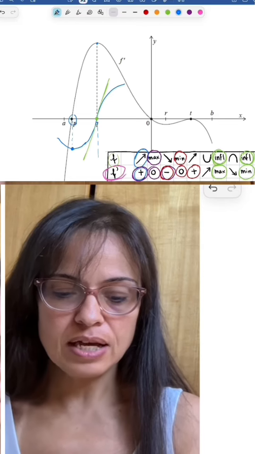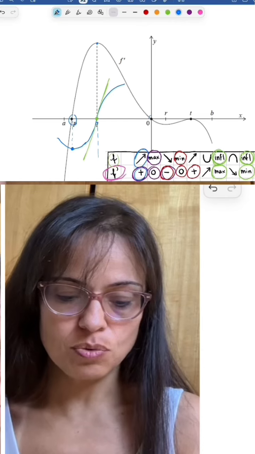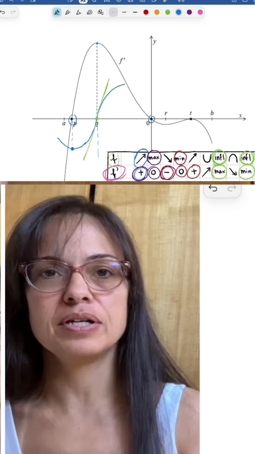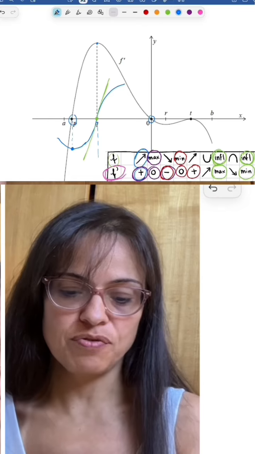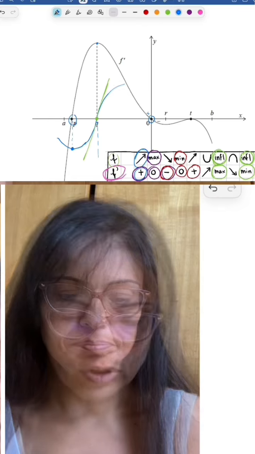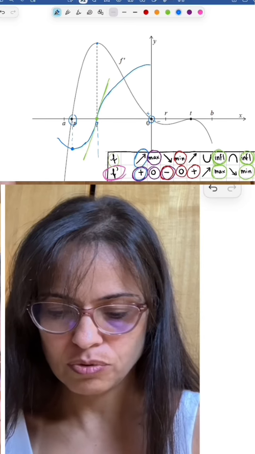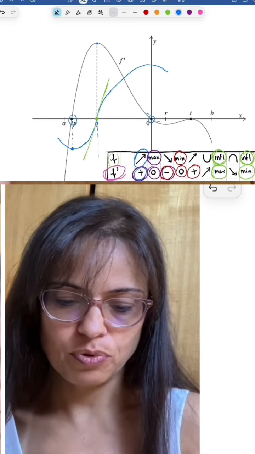And here the next interesting point that we're going to see is 0. 0 is a local maximum of f because it is this type of 0 in f prime going from plus to minus. So my function has to keep going up until 0. Then it's going to have a turning point.